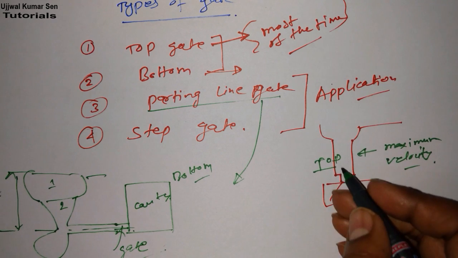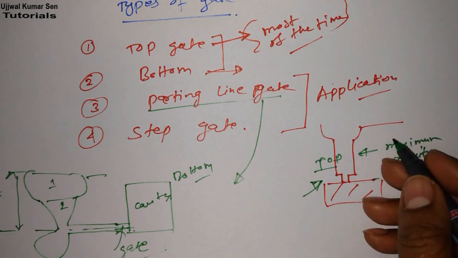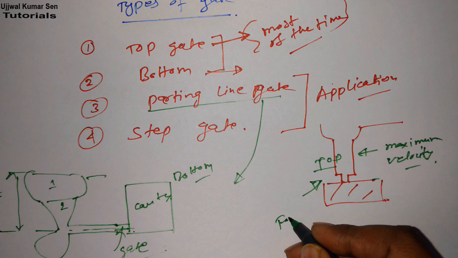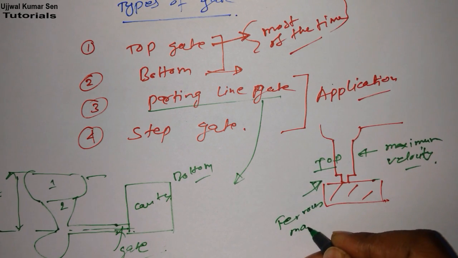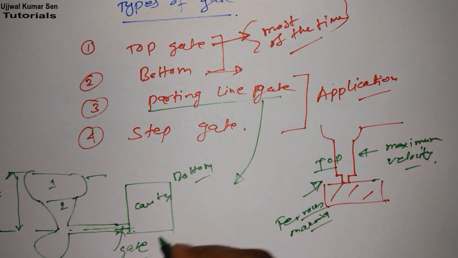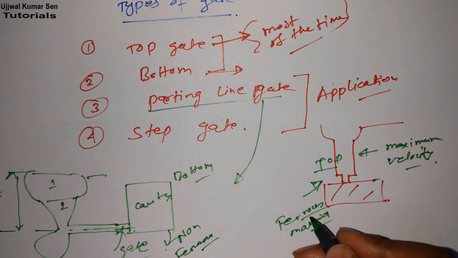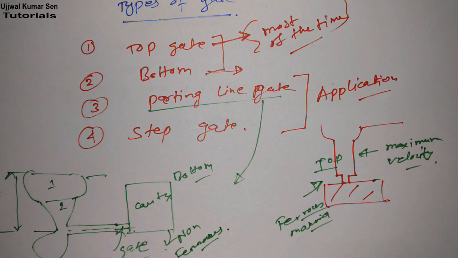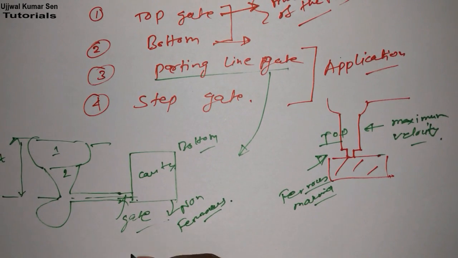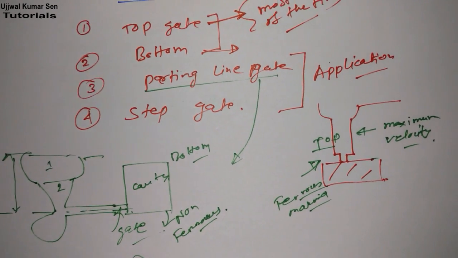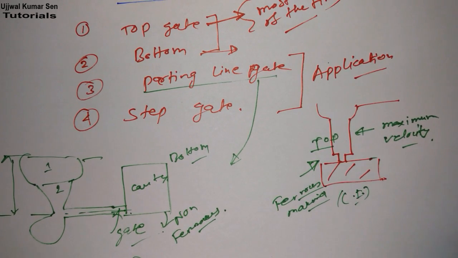If we talk about what type of application we have for top gate, we usually use top gate for ferrous material, and bottom gate we use only for non-ferrous. That means materials in which we don't have iron atoms, just like aluminium. This one, you can say, is cast iron. We use this to fill the molten metal into the cavity with maximum velocity. Okay, so this is top gate and bottom gate.